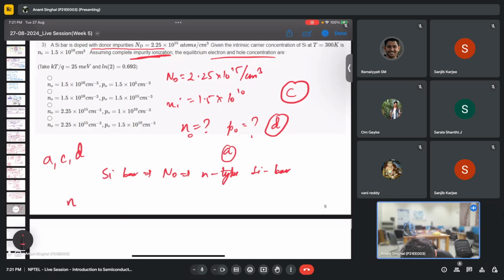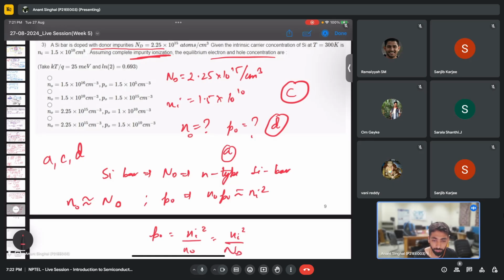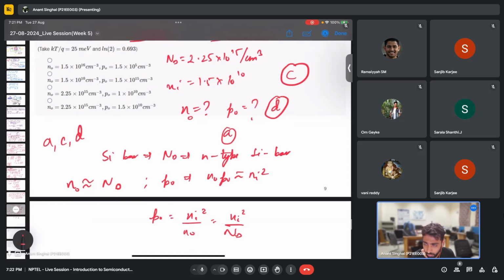If we have an N-type silicon bar, we know that N at equilibrium will always be equal to ND, and P at equilibrium will be calculated from N naught times P naught, which is always equal to Ni square. So P naught will be nothing but Ni square by N naught, that is Ni square by Nd. Does it make sense to everyone? Yes, sir. So clearly options A and B cannot be the answers. It will be either C or D.